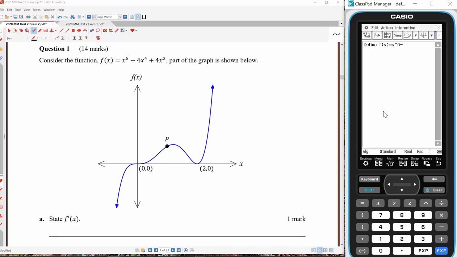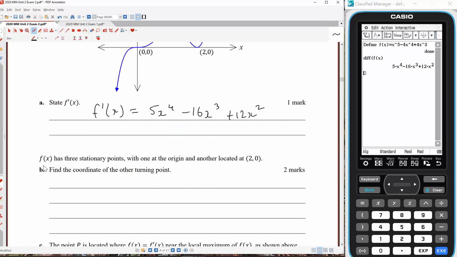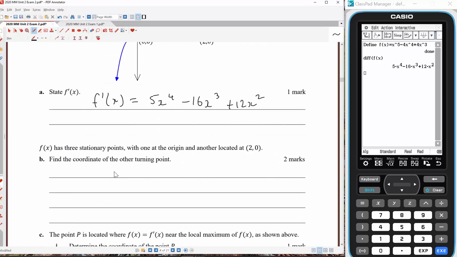x to the 5 take away 4x to the 4 plus 4x to the power of 3. Let's diff it. Okay, it has 3 stationary points with 1 at the origin and another located there. Find the coordinate of the other one.